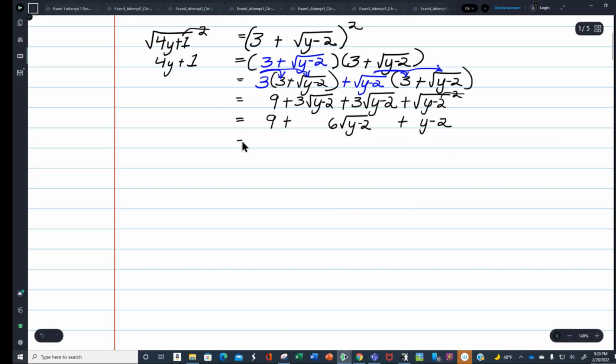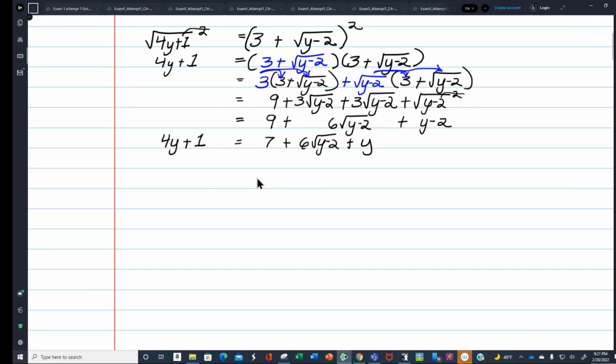Now, if you look at this closely, you'll see that you have 9 minus 2. They're both constants. They're like terms. 9 minus 2 is 7, plus 6 times the square root of y minus 2 plus y. And now we can use the left side of the equation again, 4y plus 1.